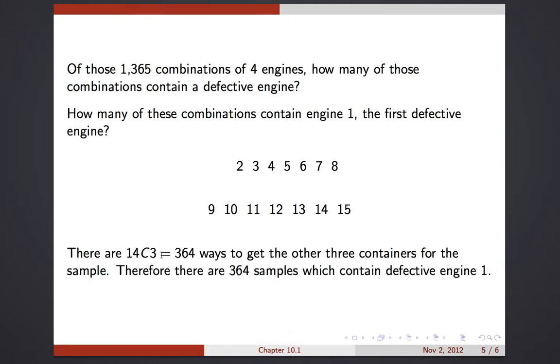Okay, well, now we're talking about choosing 3 engines from a list of 14 of them. And so there are 364 ways to do that. 14 choose 3 is 364. So if you've already removed engine 1 and put it inside your sample, there are 364 ways of filling in the rest of the sample, of choosing 3 more engines from the remaining 14.